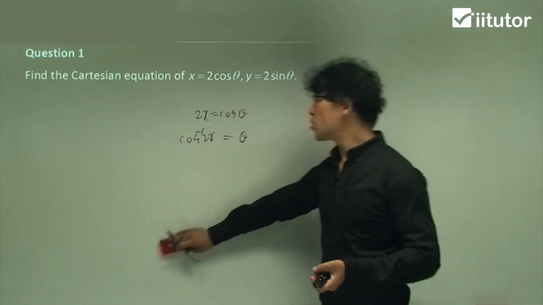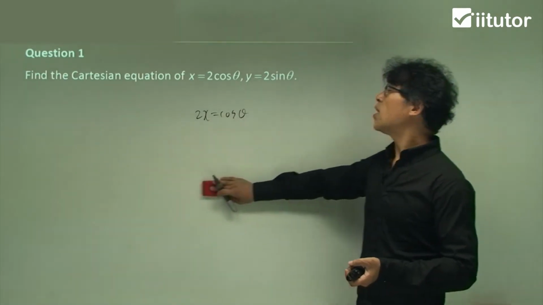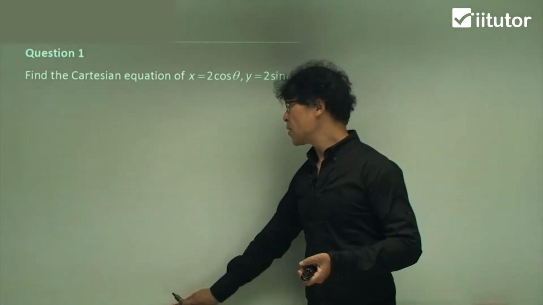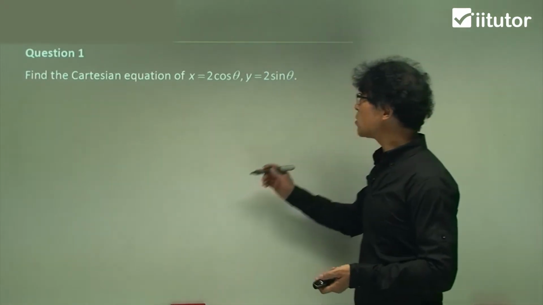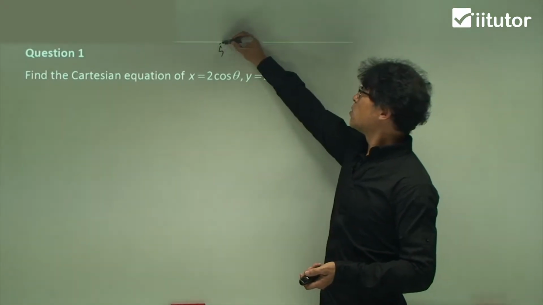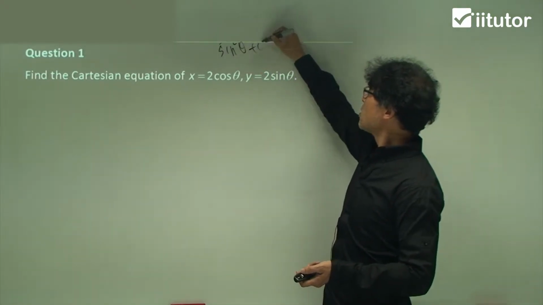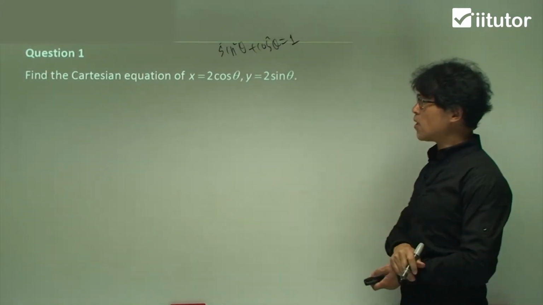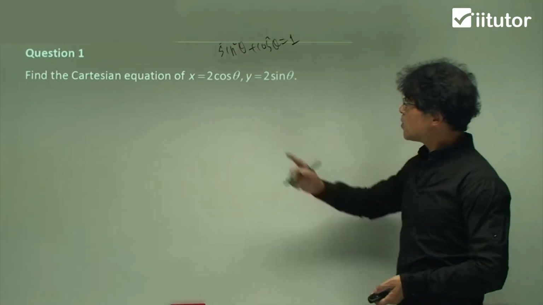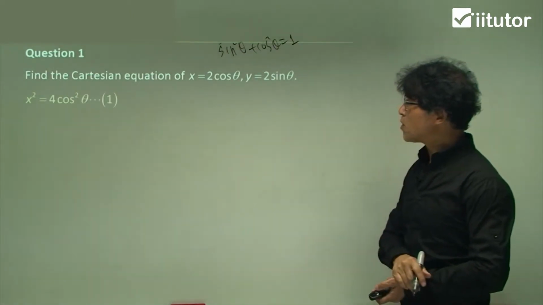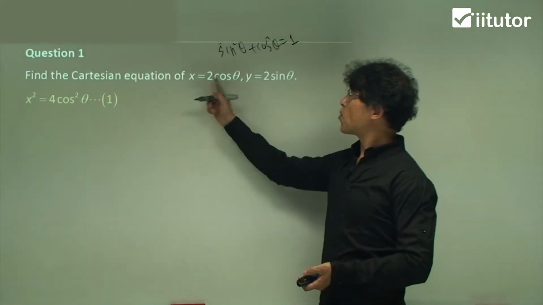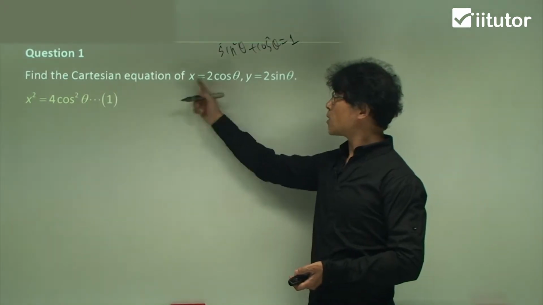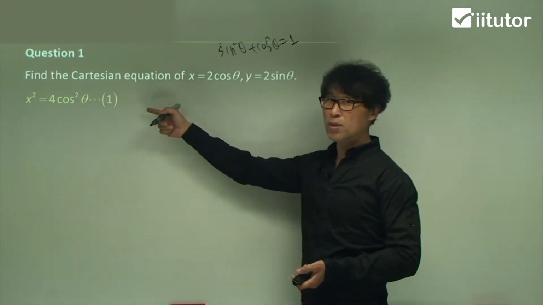So what we want to do, as I've spoken to you earlier in this lesson, is try to use the formula. What's the formula that I'm going to use? Sine squared theta plus cos squared theta is 1. I'm going to use this formula. So firstly, square both sides here. So x squared is 4 cos squared theta. We call this number 1.